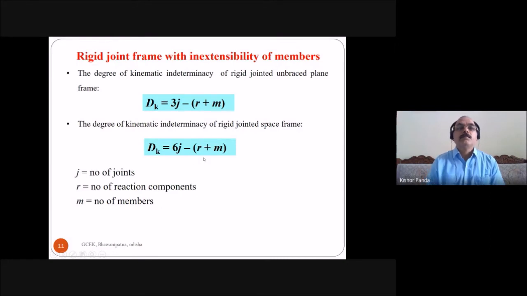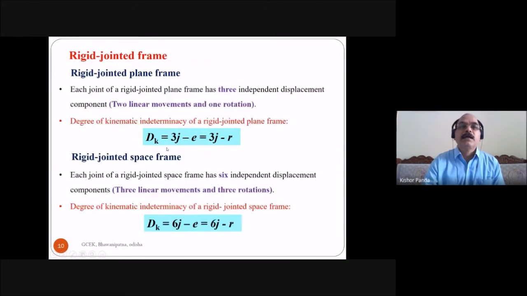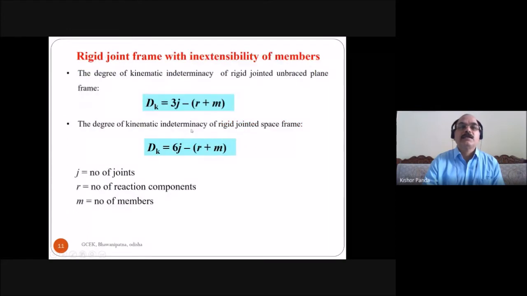Now you are clear. In the earlier case, the extensibility of the member you are considering, but here due to inextensibility of the members, this is the formula you have to use in the case of rigid jointed unbraced plane frame. Unbraced plane frame means there are no diagonal members present. So in that case, the degree of kinematic indeterminacy is equal to this one.